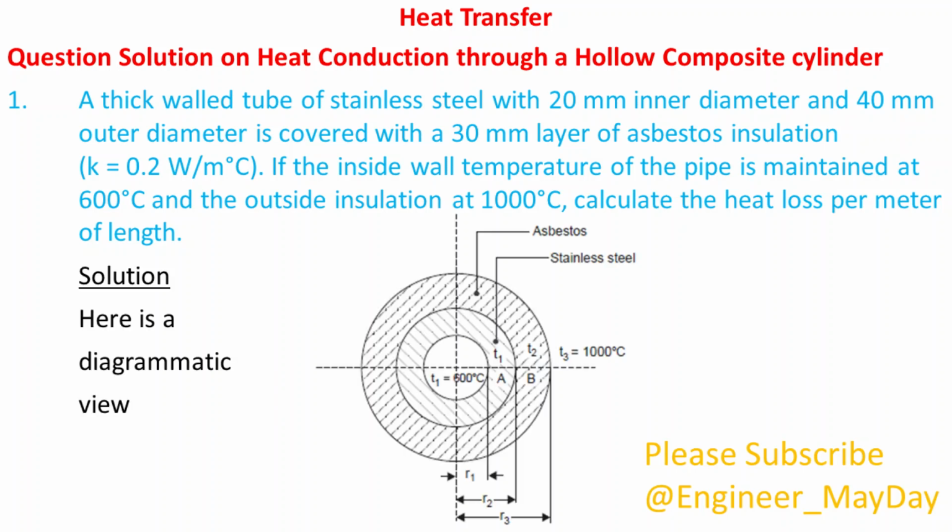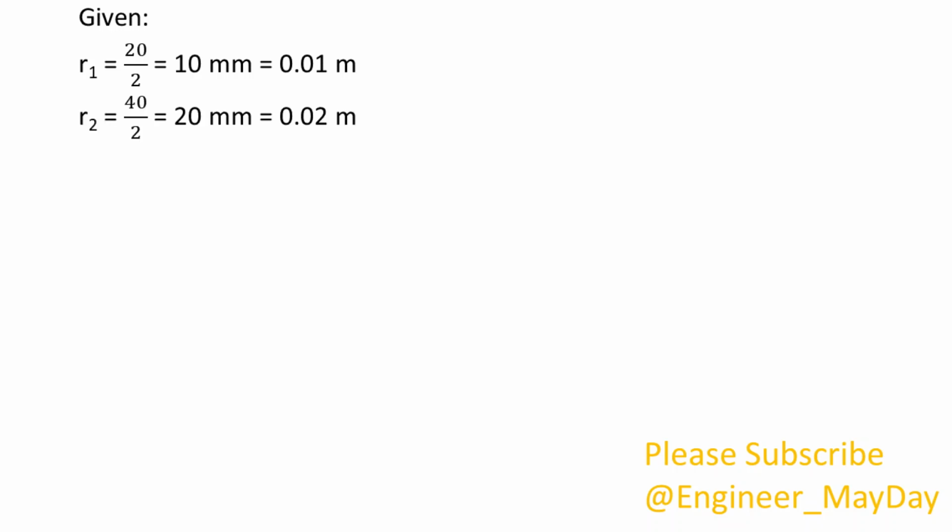Solution. Here is a diagrammatic view. Given: radius R1 equals 0.01 meters, radius R2 equals 0.02 meters, radius R3 equals 0.05 meters.